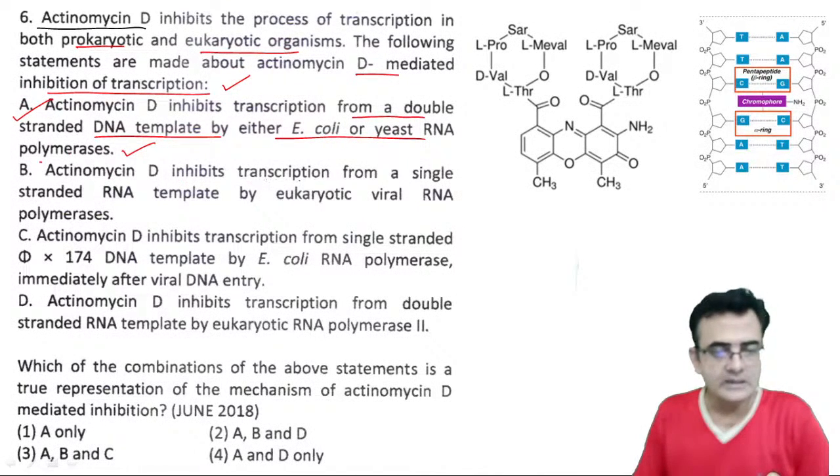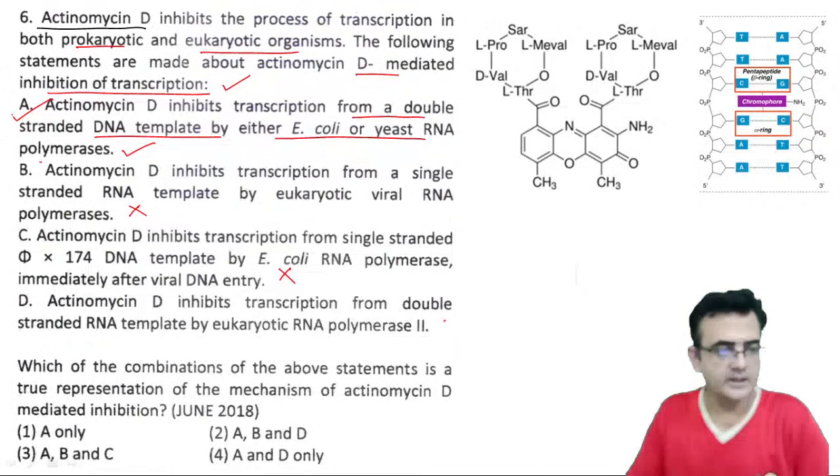Second, actinomycin D inhibits transcription from a single stranded RNA template by eukaryotic viral RNA polymerase. No, not at all, not viral RNA polymerase. So this is wrong. Actinomycin D inhibits transcription from a single stranded phi X 174 DNA template by E. coli RNA polymerase. No, not at all. It inhibits prokaryotic as well as eukaryotic transcription, right? How they inhibit, we'll discuss. The fourth statement is actinomycin D inhibits transcription from double-stranded RNA template by eukaryotic RNA polymerase. So this is also not correct.